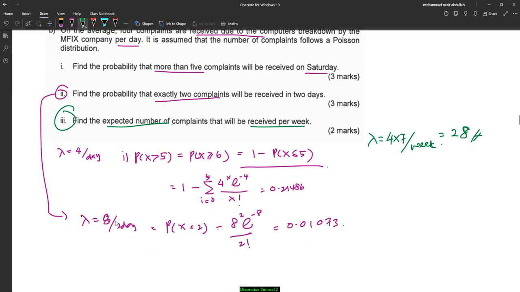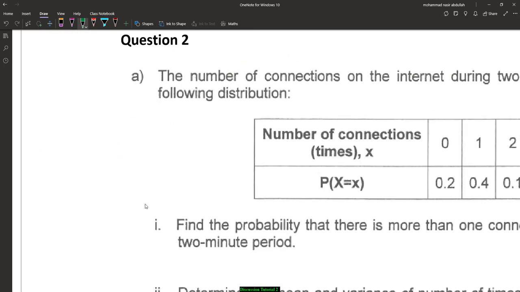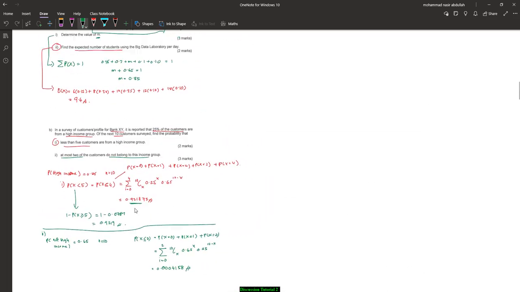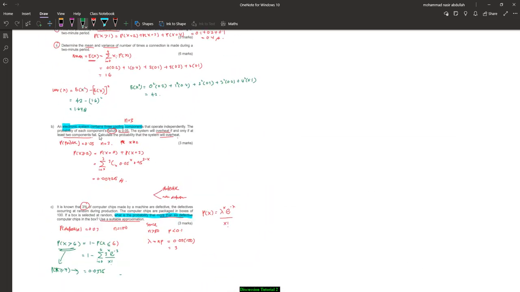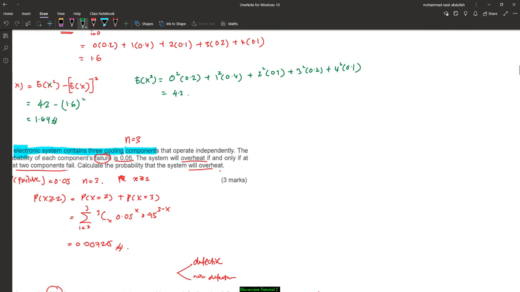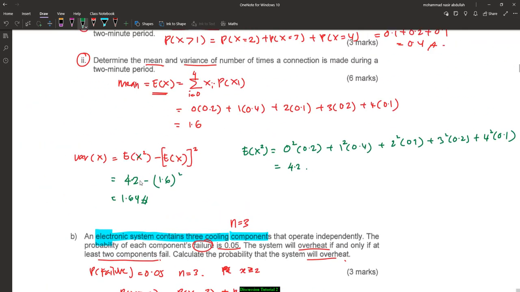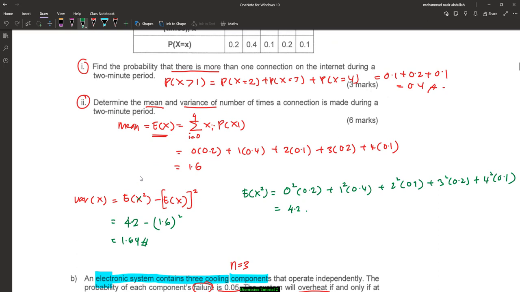So question number 5, you do it by yourself. Alright. Any questions so far before we end our session? We are already 6 minutes late. Questions? No questions. Alright, good. Okay, I think that's all. Thank you very much. Assalamualaikum.